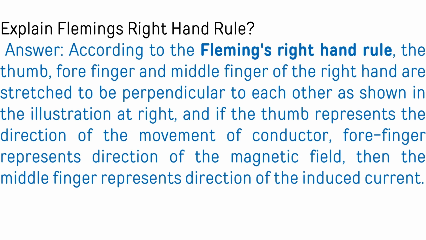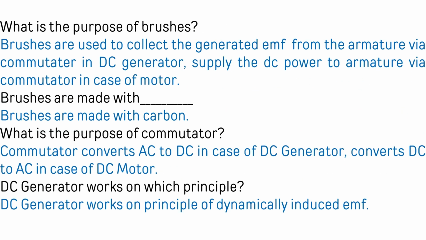Explain Fleming's right hand rule. According to Fleming's right hand rule, stretch forefinger, middle finger, and thumb perpendicular to each other. The forefinger represents the direction of magnetic flux. The middle finger represents the direction of induced current, whereas thumb represents the direction of movement or motion of the conductor.